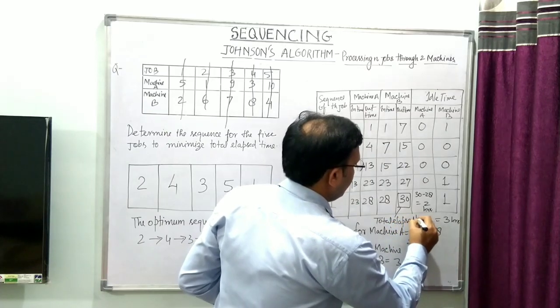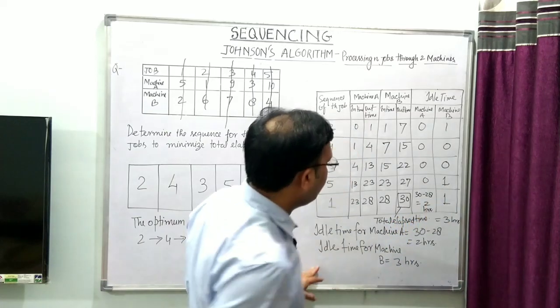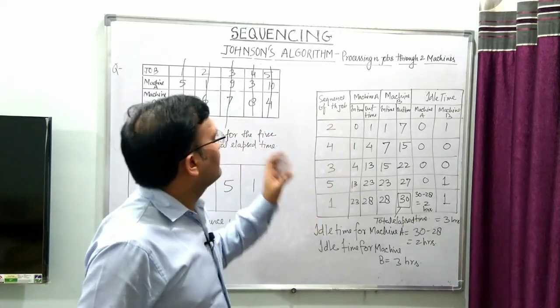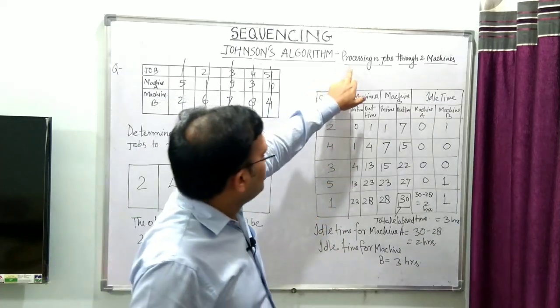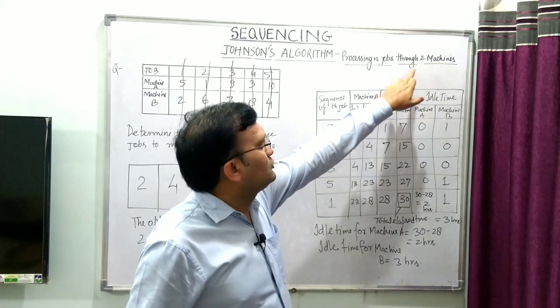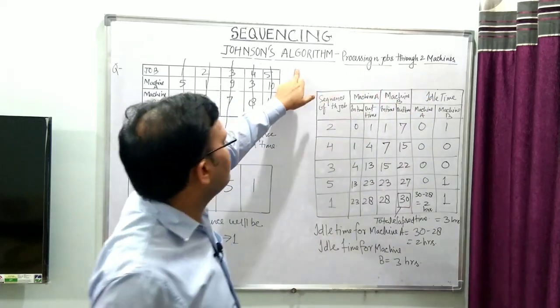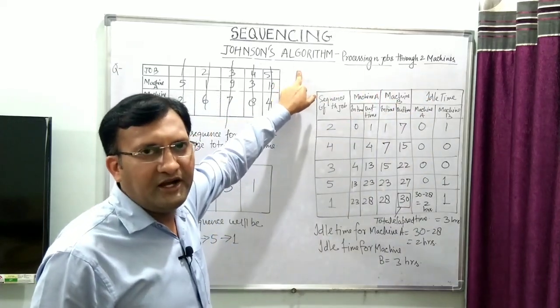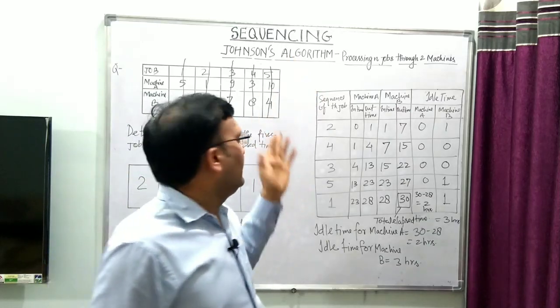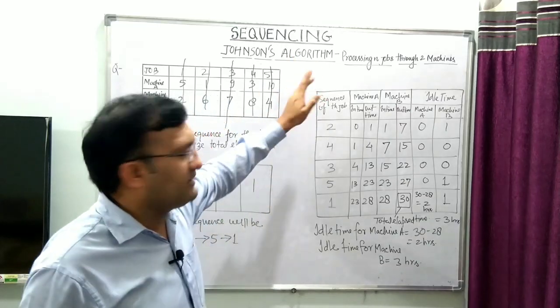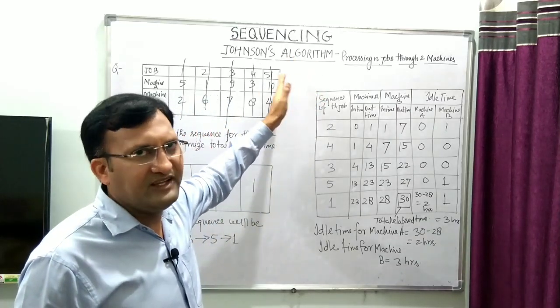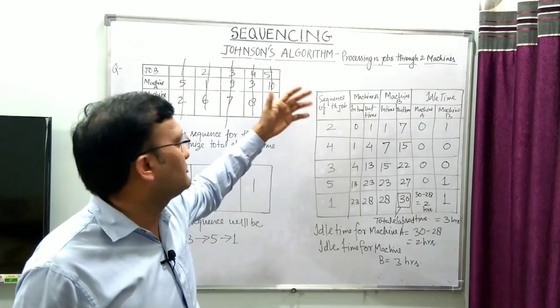So this is all about solving a question of processing n jobs through 2 machines using Johnson's algorithm, right? Dear friends, I see that this is very interesting and this is very easy to calculate. So you can try, right?